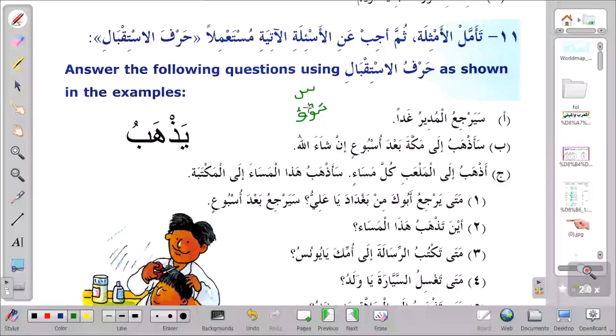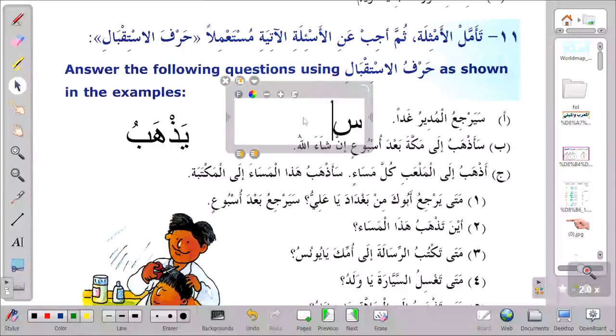I'll just add the sin, the first one. Let me type it. That would be nice. Please observe. So just sin like this, or Saufa.